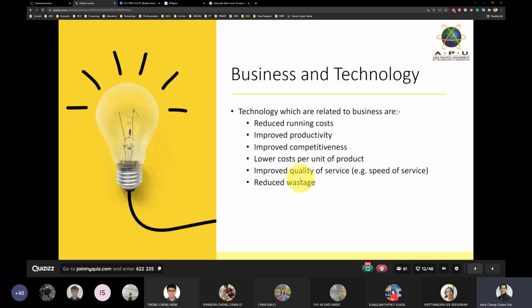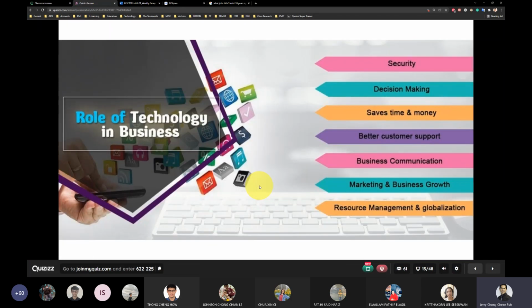Evidently, there is improved quality of service, the speed of service that can be provided, as well as reduced wastage overall. A lot of businesses prior to this, without technology, were not able to really monitor the things that they do. They were not able to monitor the products that were being damaged due to errors and things like that. So now you will see that wastage can be significantly reduced.